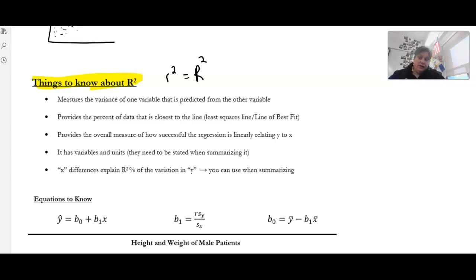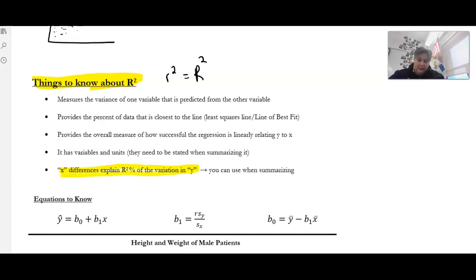And what R-squared does is it measures the variance of one variable that is predicted by the other one. It provides the percent of data that is closest to the line. It provides the overall measure of how successful things are linearly related. It has variables and units, but this is the most important thing, and this is something that I want you to use. This is like a sentence stem.